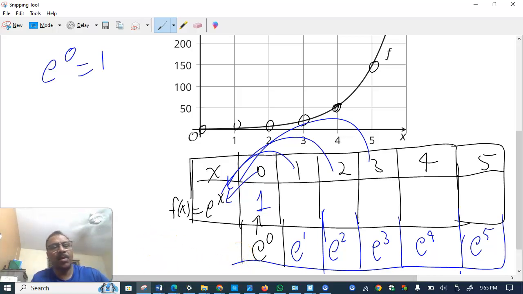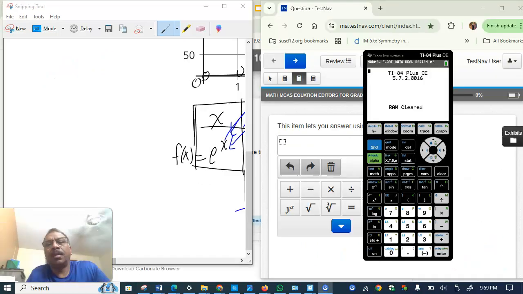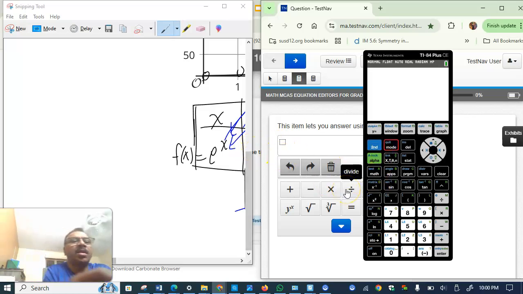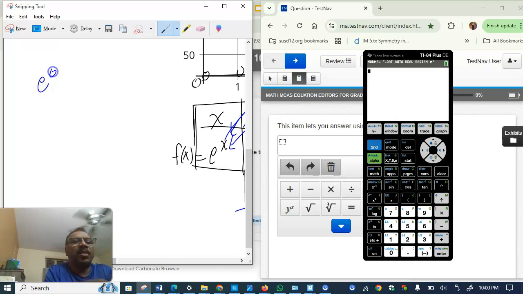Therefore, I'm going to use the TI-84 calculator first. Here I open the TI-84 Plus C calculator. Put it on; it's already on. Now click on second mode to clear the screen, in case you have some other stuff going on or maybe you have an error. Then we need to know what e raised to 0, e raised to 1, e squared are, and then we'll plug this in.